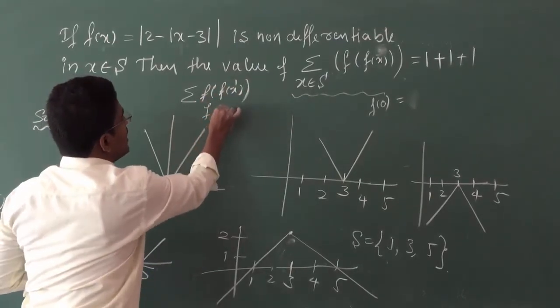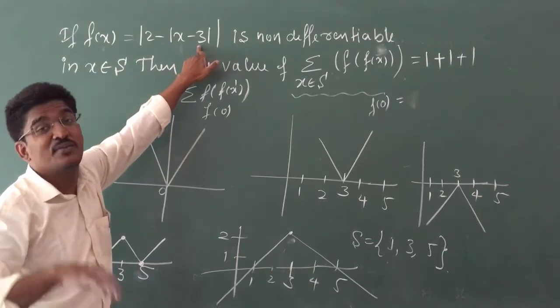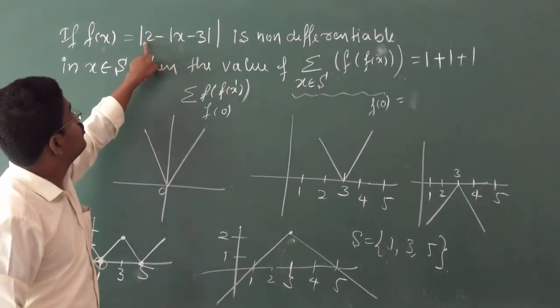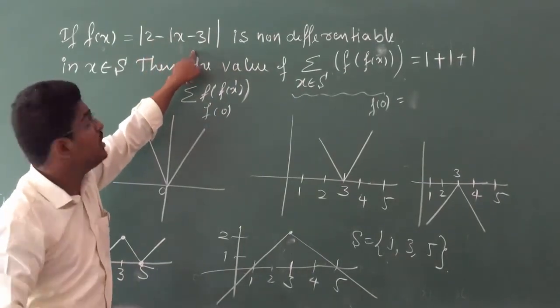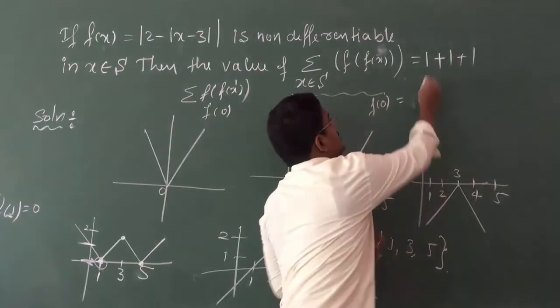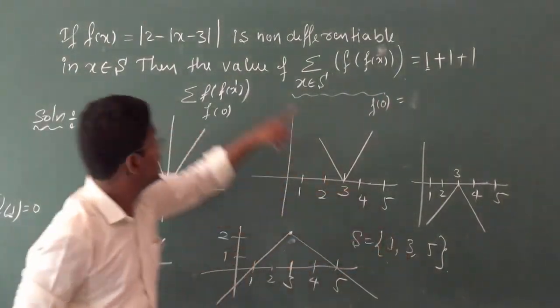Now you have to calculate f of 0. If you put 0 here, 0 minus 3 is minus 3. Mod of minus 3 is plus 3. 2 minus 3 is minus 1. Mod of minus 1 will be plus 1. So you are going to get this as plus 1. Clear? Next, put 3 in this.